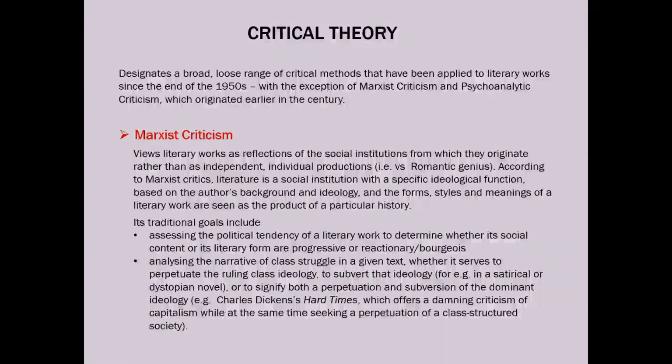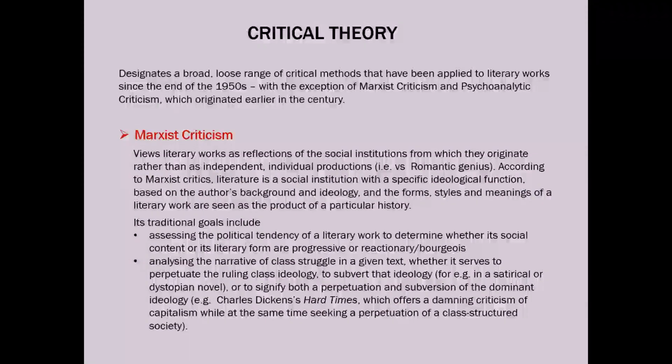According to Marxist critics, literature is a social institution with a specific ideological function that is based on the author's background and ideology. And the forms, the styles, and meanings of a literary work are seen as the product of a particular history. So it is therefore related to two joint factors, as it were: history, the way ideology is always a product of history at any particular time, and society, the collective. Okay.